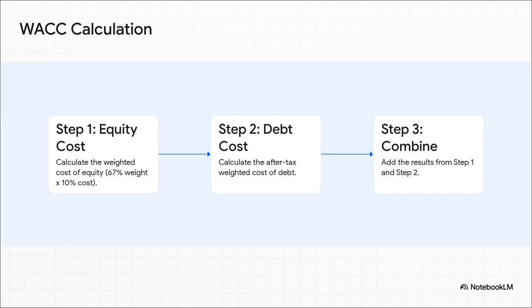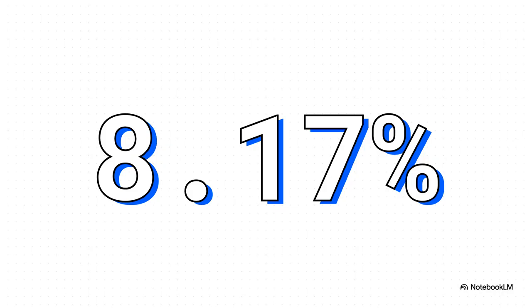Let's just walk through this. First, the equity piece. We take its weight, that's 67%, and multiply it by its 10% cost. That gives us the weighted cost of equity. Simple. Next up, the debt piece. We take its 33% weight and multiply that by its 6% interest rate. But we have to remember that tax break, so we adjust for it to find the true after-tax cost. And then finally, we just add those two numbers together. And the final result is 8.17%. This one number represents the company's blended cost for every single dollar it has raised. Put it this way, on average, to finance everything it does, this company pays 8.17 cents for every dollar.